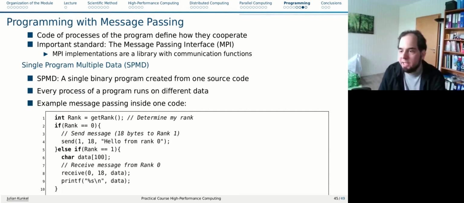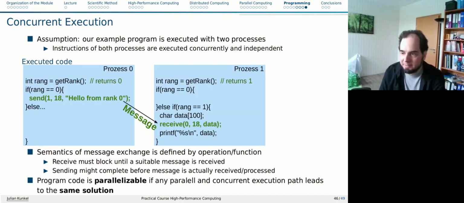Okay, and just to show you quickly how this works, in my single code, in C, but it works in Java similarly, I can ask, which process am I? If I'm process 0, then I send a message to process 1, 18 bytes, here is this message. And then if I'm process 1, I say, give me the message from process 0, and then I print it. So that's 2 guys basically exchanging messages. There's so much more to this that we will learn during this week.